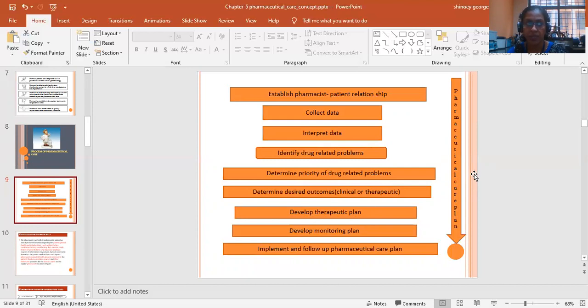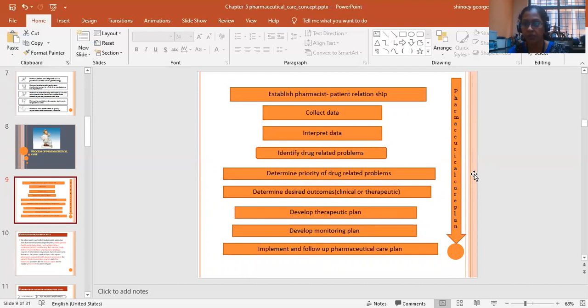Once this data has been collected, it has to be properly interpreted. Drug related problems have to be identified. There can be more than one drug related problem. So the next step is how the priority of drug related problems is identified.